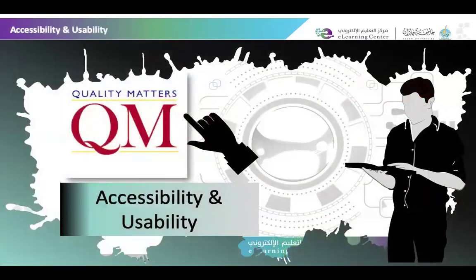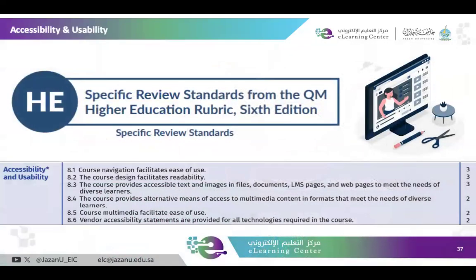Now the last one, that is accessibility and usability, the 8th one. Let's have a look at how accessibility standards are mentioned internationally. There are 6 standards, and you can see the worth of it. The first three are essential according to the QM, and the last three are very important.